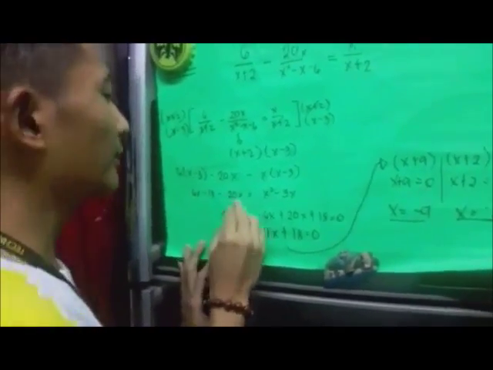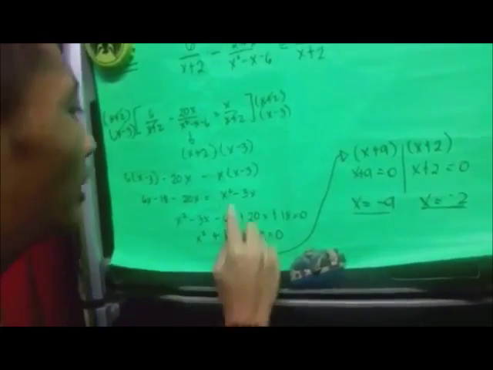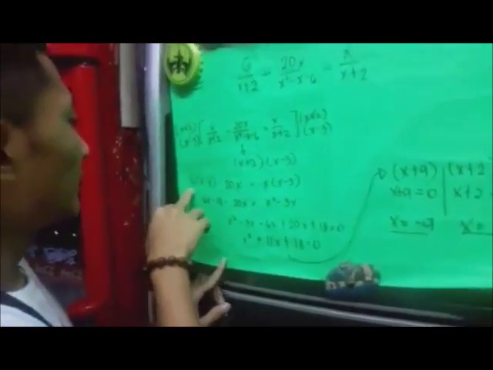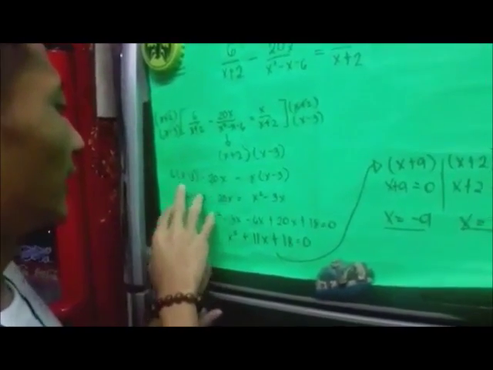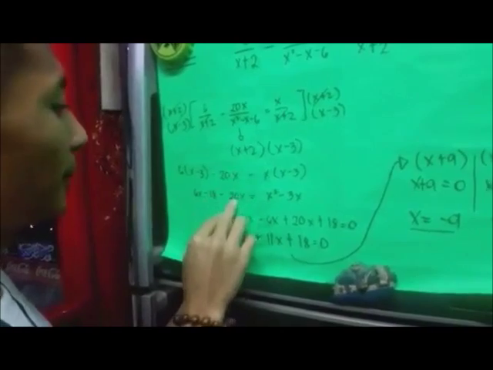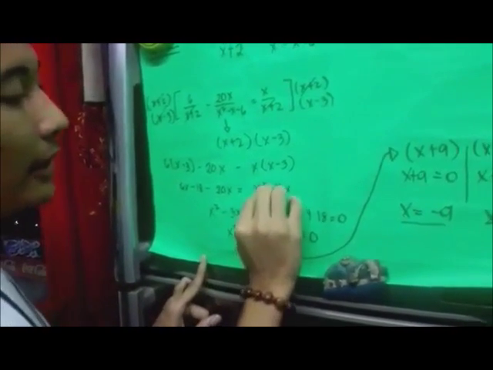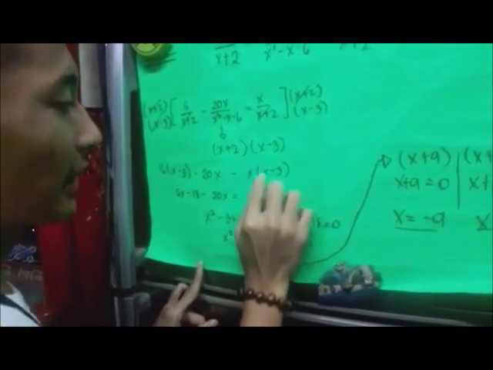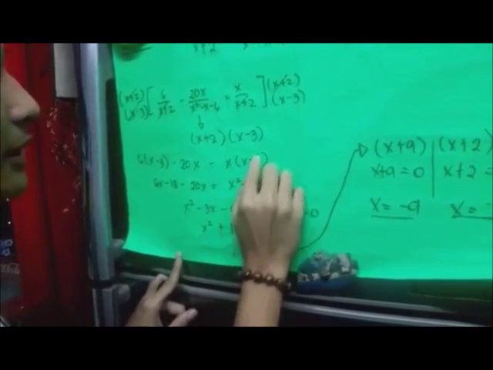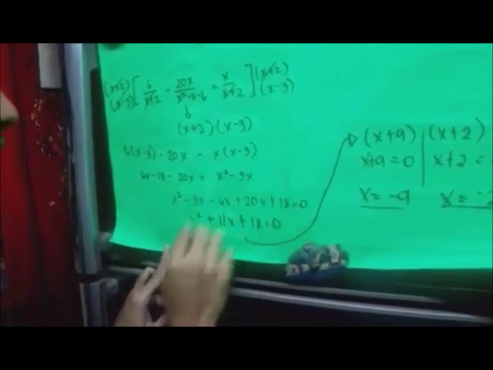6x minus 18 minus 20x equal x squared minus 3x. Kaya po naging 18 dahil dito po sa 6 times 3. Tapos copy na lang po yung 20x. Tapos kaya po naging x squared kasi pinag-times po siya. X times x equals x squared. Tapos 3x.